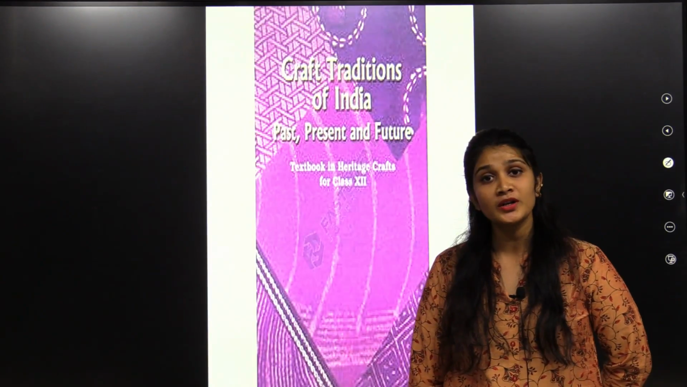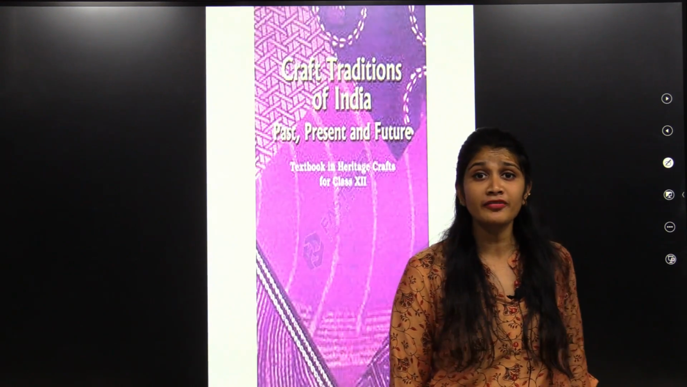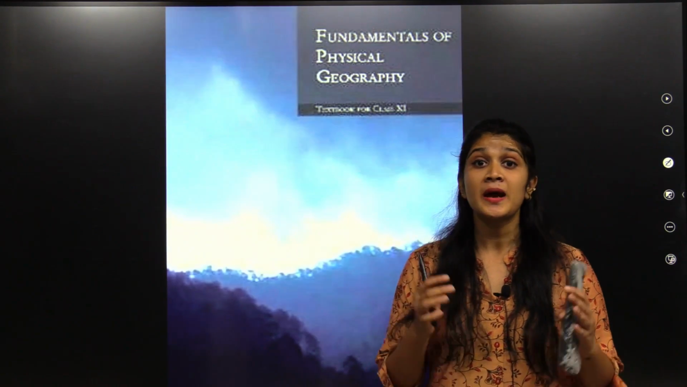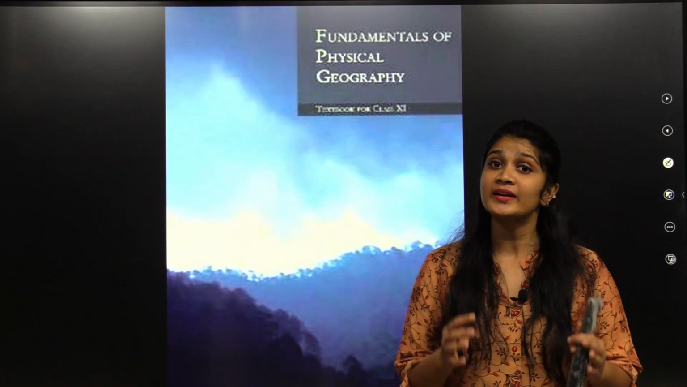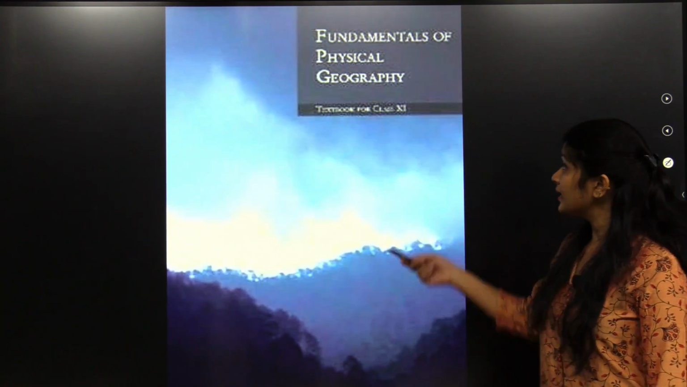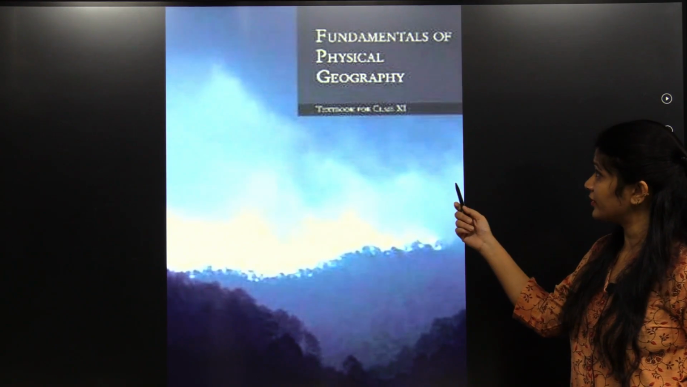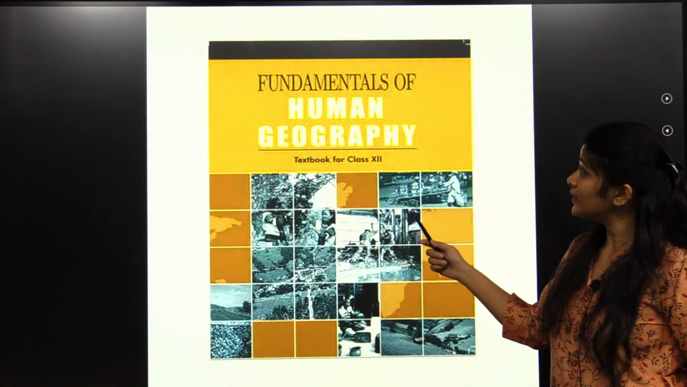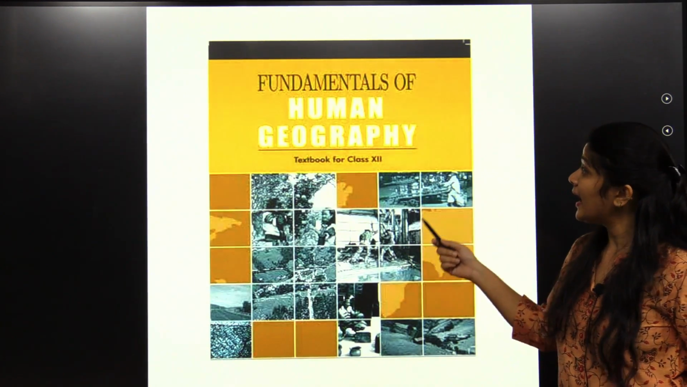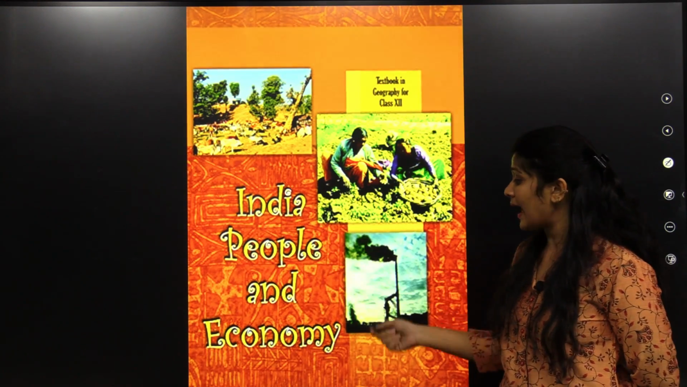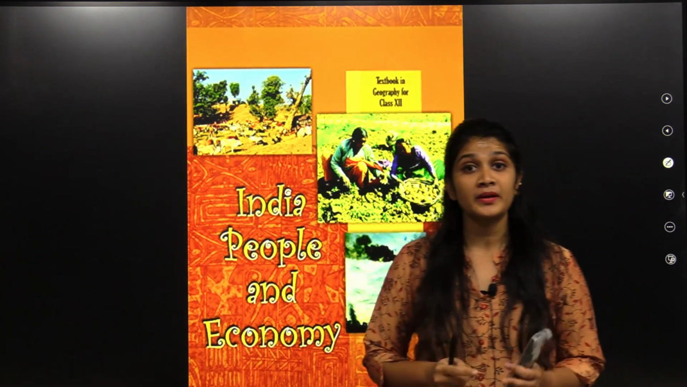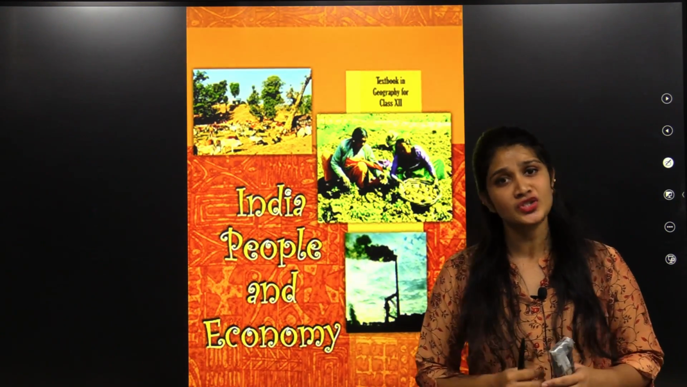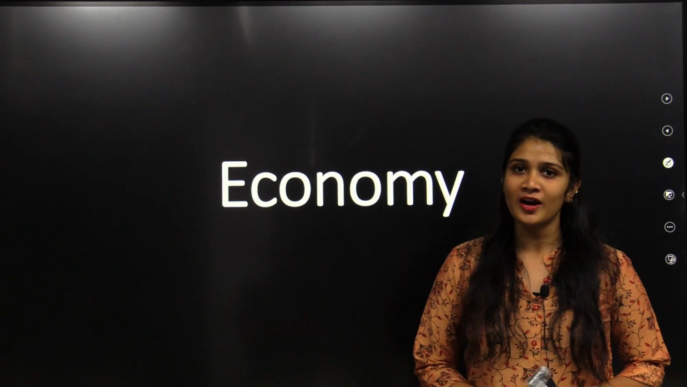In geography, there are 4 important books. These are extremely important for both prelims and mains because they are the part and parcel of your entire geography. These 4 books are your 11th class Fundamentals of Physical Geography, India Physical Environment of 11th class, 12th class Fundamentals of Human Geography, and same 12th class India People and Economy. Please remember that all the questions mostly come from these 4 textbooks and they do not cross except for your GC Leong. Now, we will move on to economy.